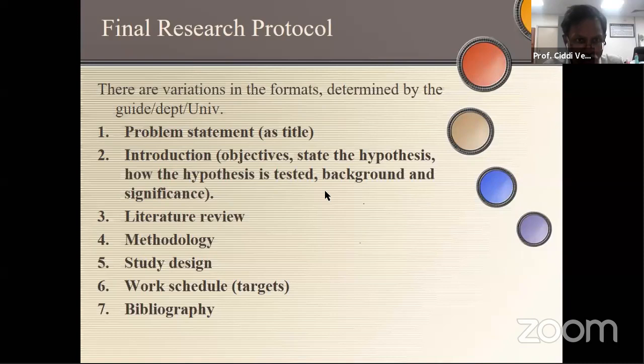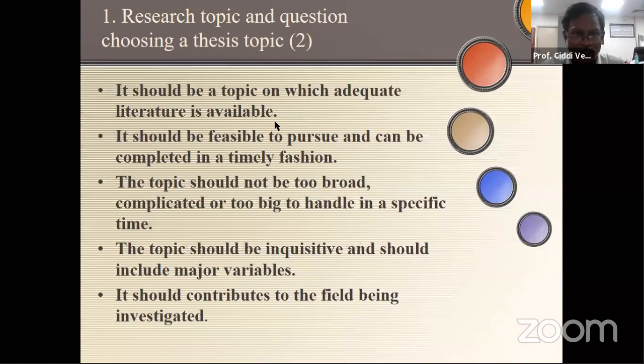Now, research topic and question. Choosing the thesis topic: it should be a topic on which adequate literature is available. The first and foremost thing is that the topic you have selected should let you get all the literature. For example, if you talk about drug metabolism in space, you may not be able to get an Indian context, or a vaccine for a future disease. So you need to answer all these and then try to select the topic.